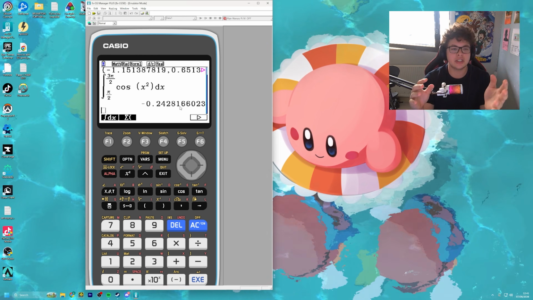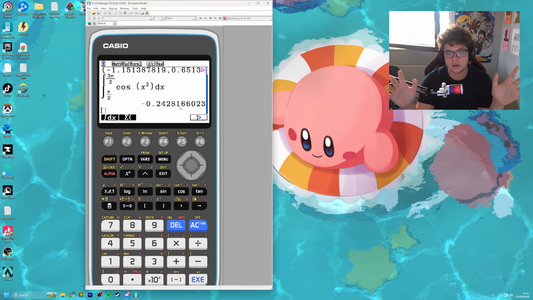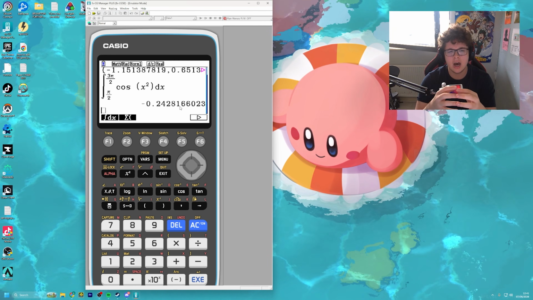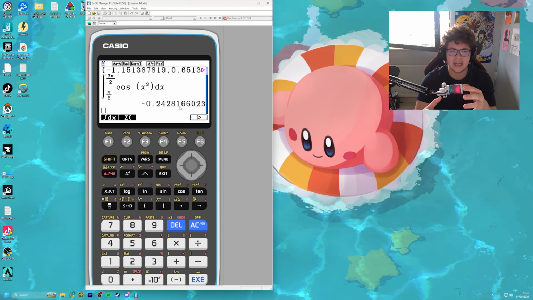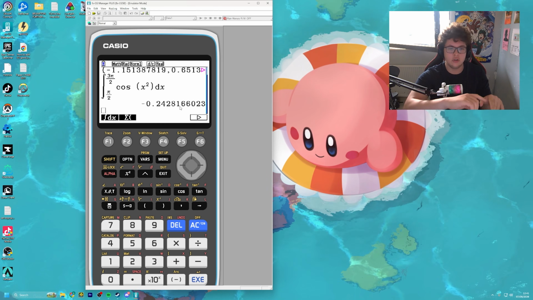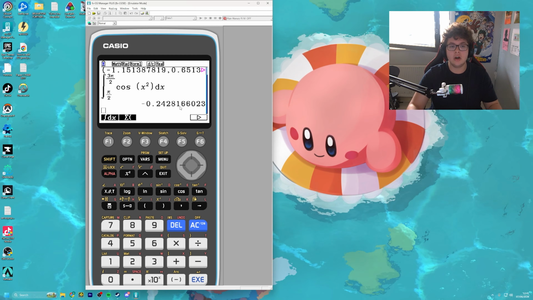So if you were to have to do something by hand, it would be way less complicated than cos x squared. That's how you do it. You can check your answer, and if it will tell you the exact form, you can check your exact form using this. So yeah, let's go.